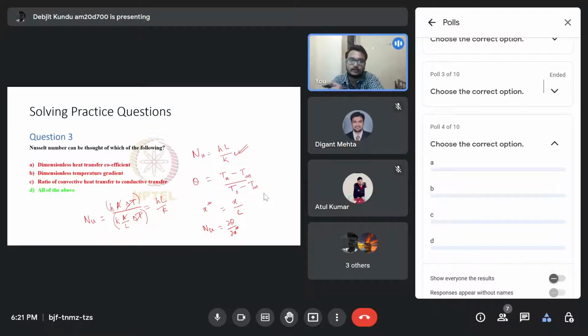As a result, all of the above, options A, B and C, are correct when it comes to how we can think of Nusselt number. It can be thought of in different ways. I hope that clears things up. If there are any doubts, you can ask. Any questions? So if not, I hope that everything is clear and we will move on.